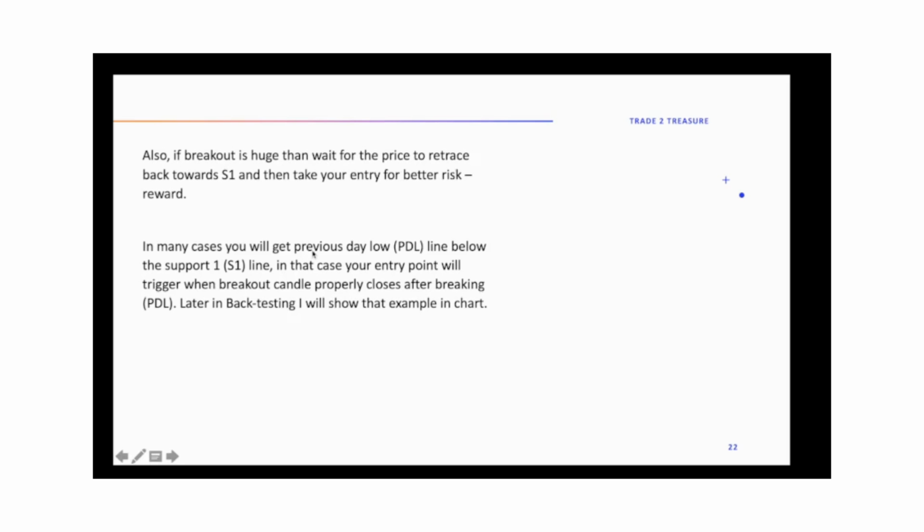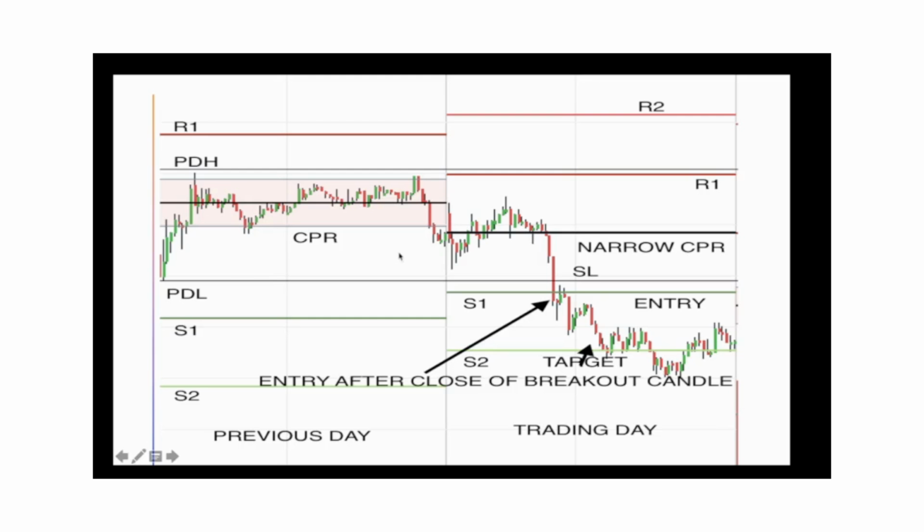In many cases, you will get previous day low line below the support line. In that case, your entry point will trigger when breakout candle properly close after breaking PDL. What I mean to say here is sometimes your PDL, this line, will be below S1, below this one. Then your entry will become when your entry candle, which is your red candle, will close after PDL. Okay, so if S1 is above PDL, then your entry will trigger when your entry candle closes after PDL.